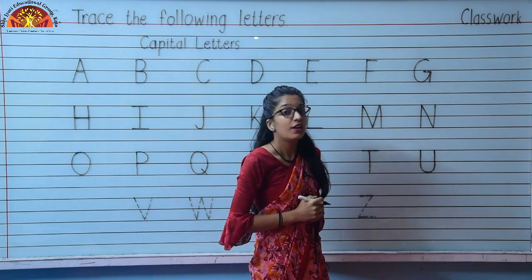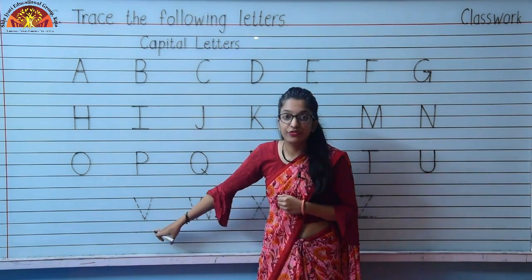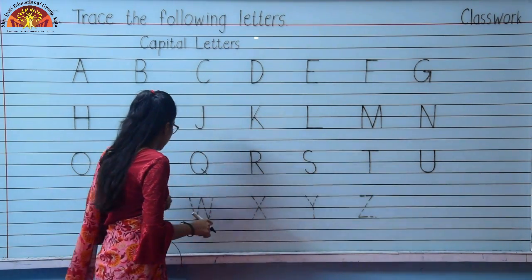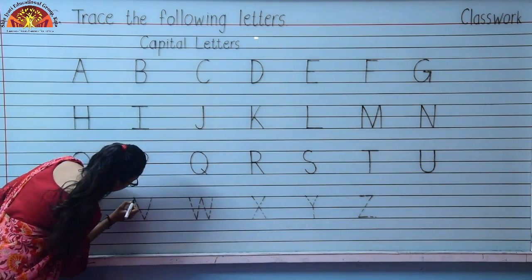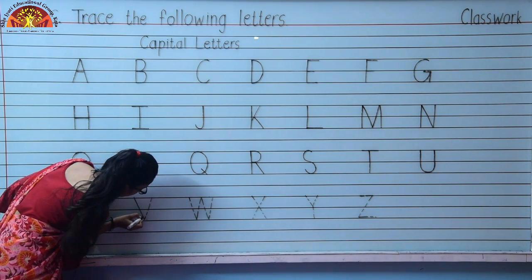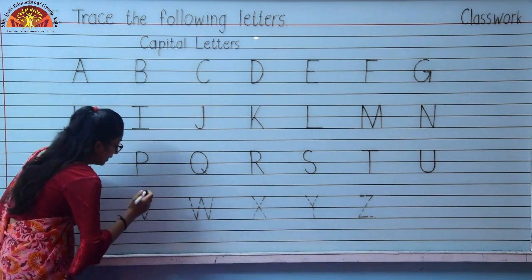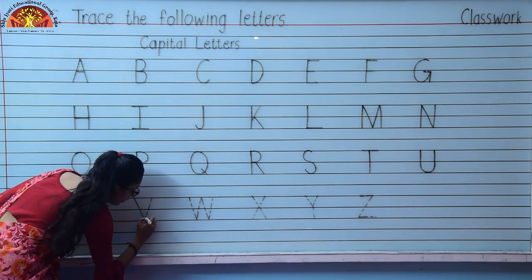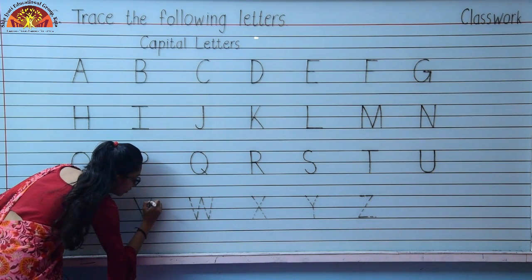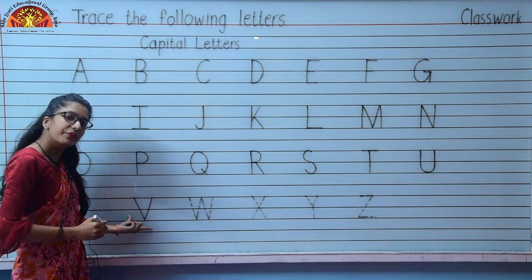Now tell me what comes after capital letter U? It's V. Let's start tracing. Draw slanting line. One more slanting line in upward direction. Like this. This is capital letter V.